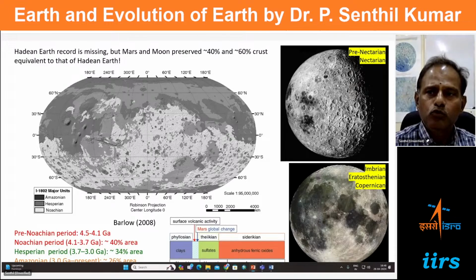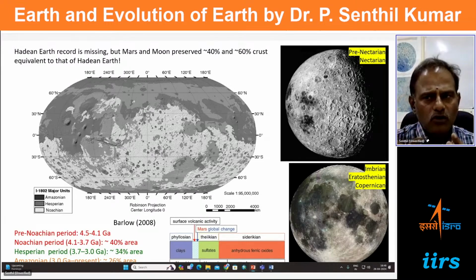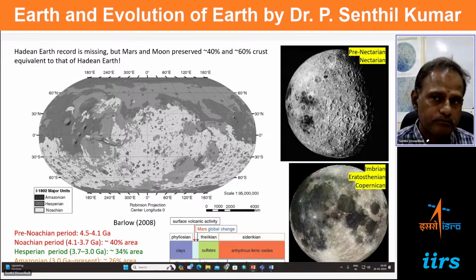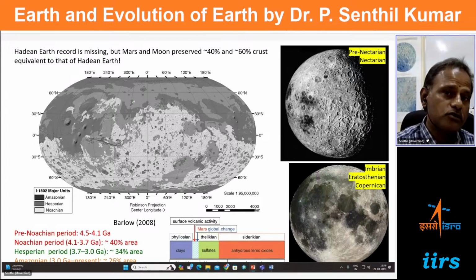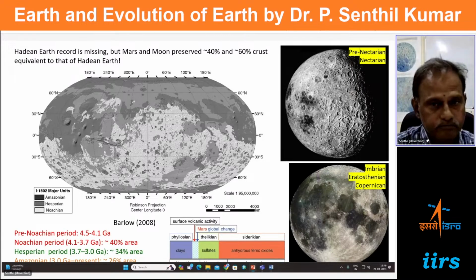Second, the Moon also has an anorthositic crust. Anorthosite means it's a rock that contains more calcium aluminum silicate. These rocks require a magma ocean. Without a magma ocean, these anorthosite crusts cannot be produced. Therefore, Moon and Mars had a magma ocean. If so, did Earth also have a magma ocean? Yes, some indications, some evidences are emerging.